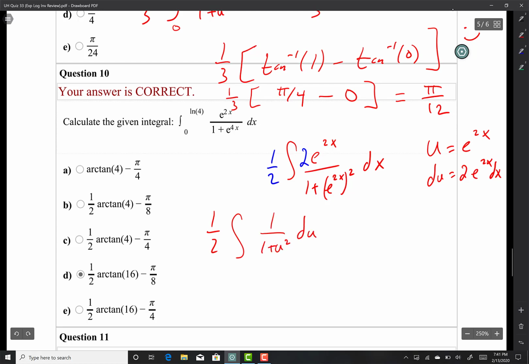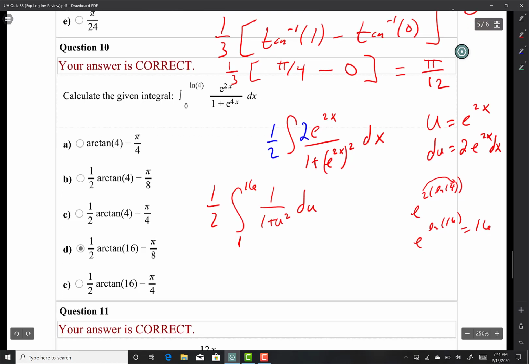So I need new limits now. When x is 0, e to the 0 is 1. And then when x is ln 4, so I'm going to have to do this here on the side, e to the 2 times ln of 4, bring the 2 back in there, e to the ln of 4 squared, which is 16. E and ln cancel each other out, and you get 16. So the upper limit is 16.